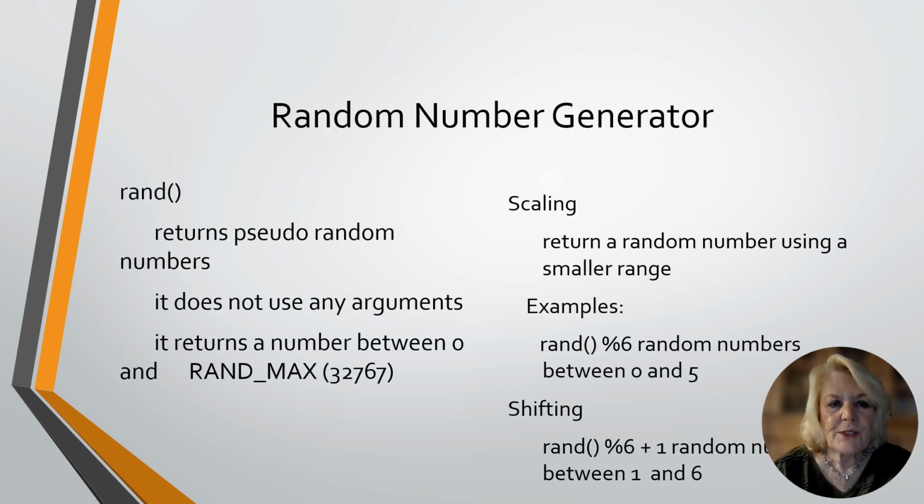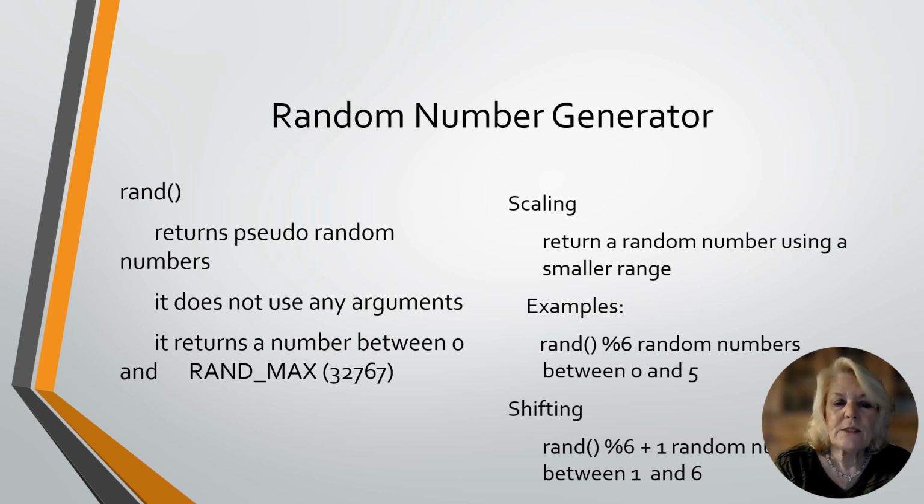Another predefined function is the random number generator, which is rand() with open and close parentheses. It returns pseudo-random numbers, and I say that because you might get the same numbers over and over again. There's a way that you can make it more random, which I'll show you in the next slide. rand() doesn't use any arguments. It returns a number between 0 and RAND_MAX, which is 32,767.